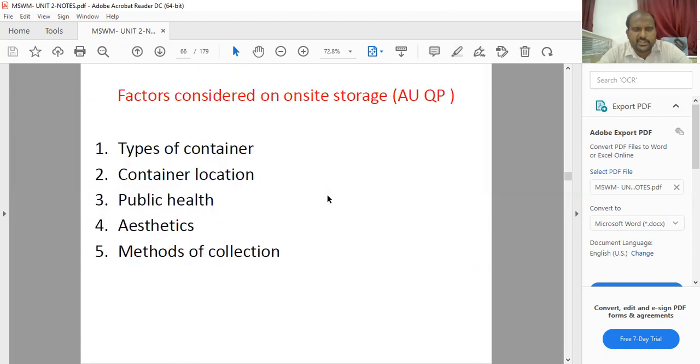Now, factors to consider for on-site storage. The first one is types of container. The second one is container location. The third one is public health, the fourth is aesthetics, and the fifth is methods of collection. These parameters should be considered for on-site storage methods. It is very important to the on-site storage system, so we will consider these factors entirely.